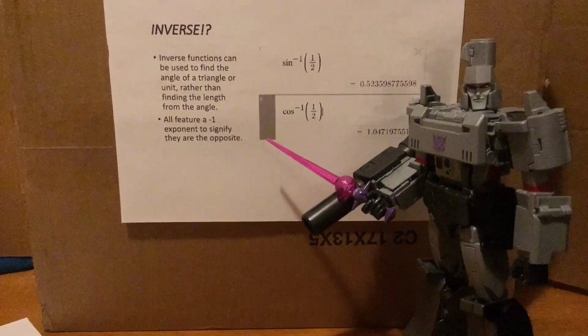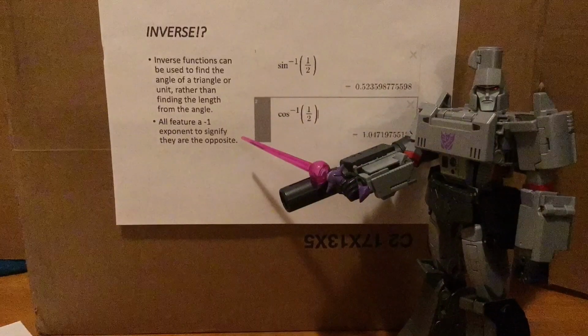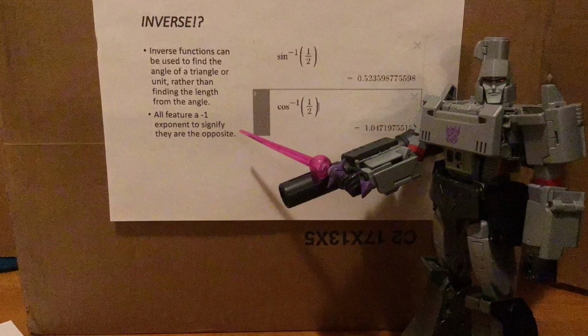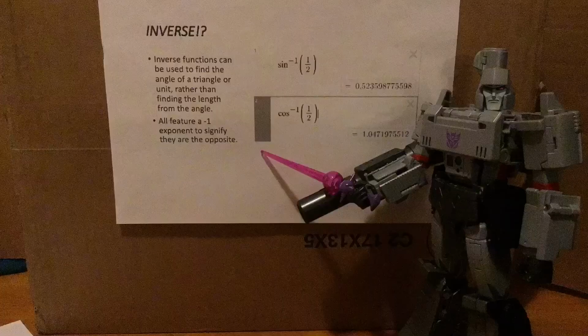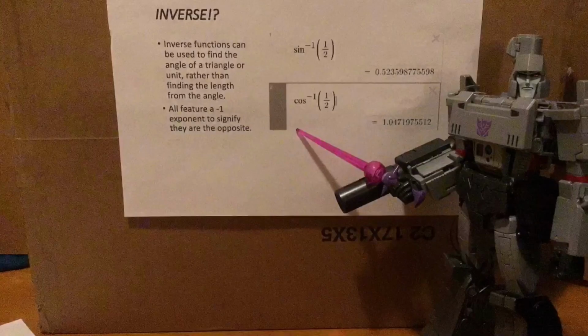Alright, human children, we're getting near the end finally, so let's get this over with. Inverse functions can be used to find the angle of a triangle or a unit, rather than finding their length. All of them feature a -1 exponent to signify that they are the opposite function from what they are usually intended to be. For example, cosine to the -1 of 1/2 is equal to 1.047 radians, while sine to the -1 of 1/2 is equal to 0.5235 radians.